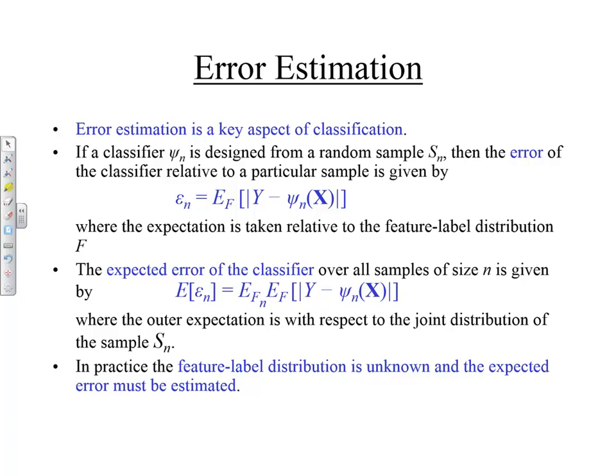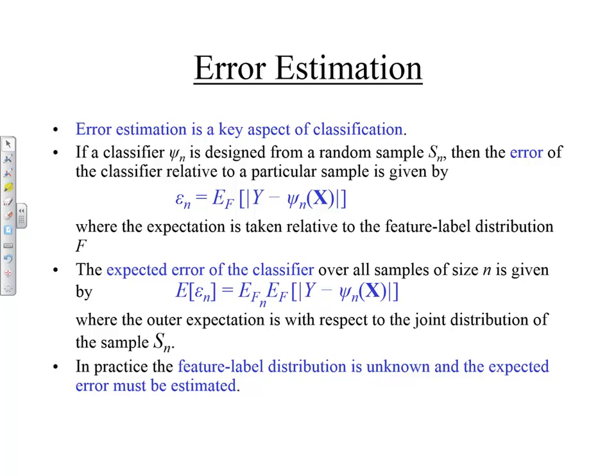So error estimation is a key aspect of classification. If a classifier psi n is designed from a random sample Sn, right, random sample of size n, then the error of the classifier relative to the particular sample is given by epsilon n, the expectation over the feature label distribution f, right? That's one expectation. But again, the random sample is also a random variable. So you could take the expectation over those samples and you'll get the final error.